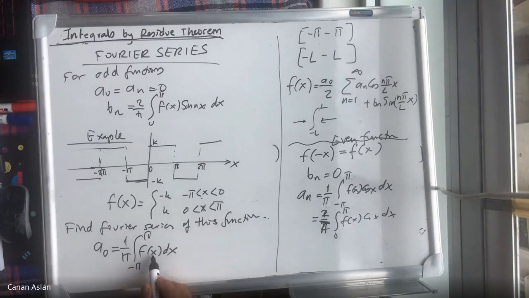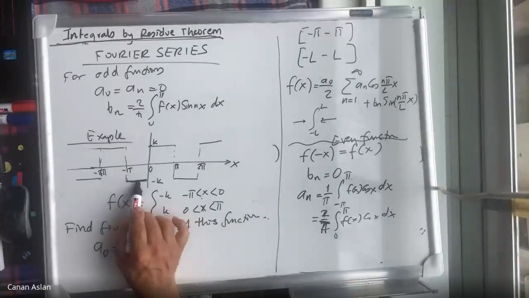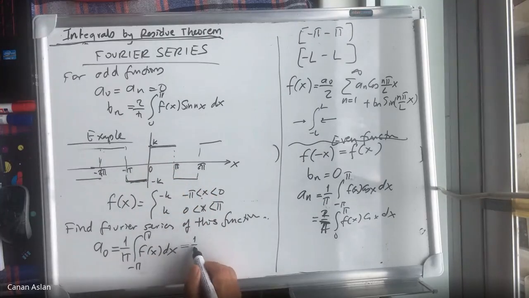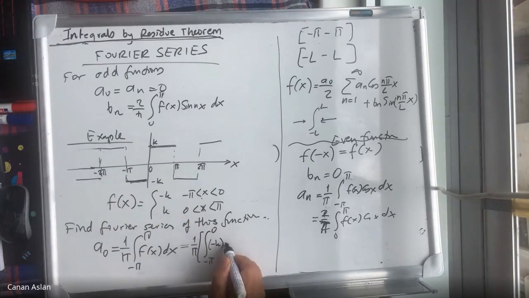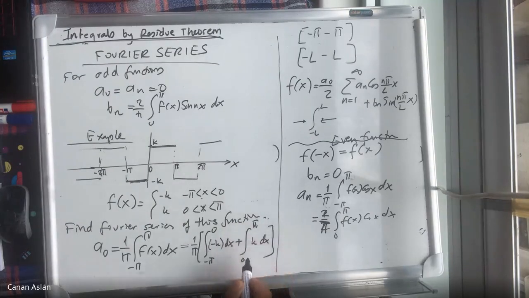Now this function has two values from minus pi to pi. In some of the interval it's minus k, and the other interval plus k. So this integral can be divided into two different integrals. One from minus pi to 0, in this case it's minus k times dx, and then the other one from 0 to pi. In this case the value is just k times dx. And this, as you see, is a very simple integral, and this happens to be just 0. It gives you 0 if you just solve it.